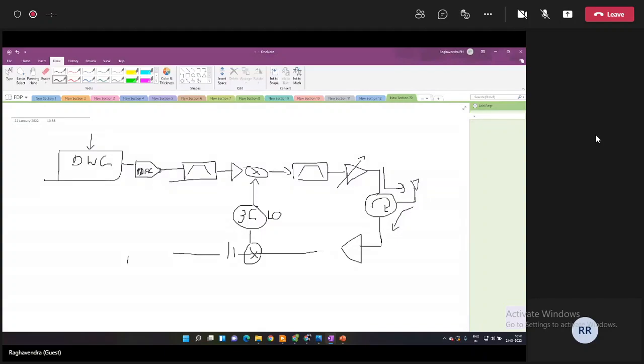Suppose you have an ADC, and then it goes to your digital waveform generator, where you have all of your signal processing and whatnot. You basically have everything that you require.